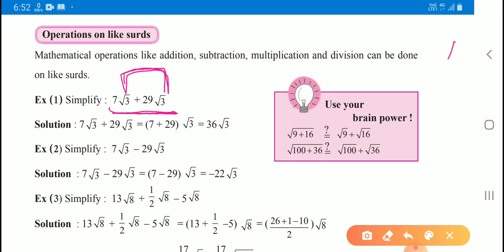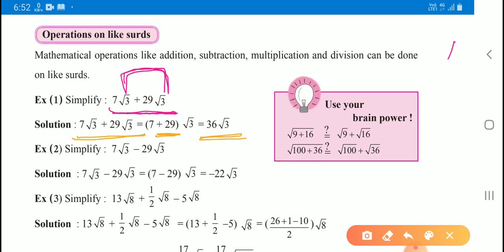So while solving, what we have to do here? Look here, the solution they have given: 7 root 3 plus 29 root 3, or 7 in radical sign 3 plus 29 in radical sign 3. Here 3 is the radical. Now whatever numbers are related with this irrational number root 3, these are 7 plus 29. So we have to add just these two numbers, and root 3 is common between them. So 7 plus 29 is equal to 36 root 3.